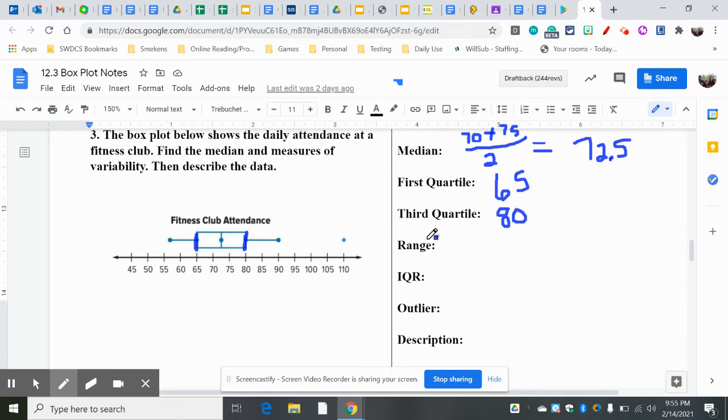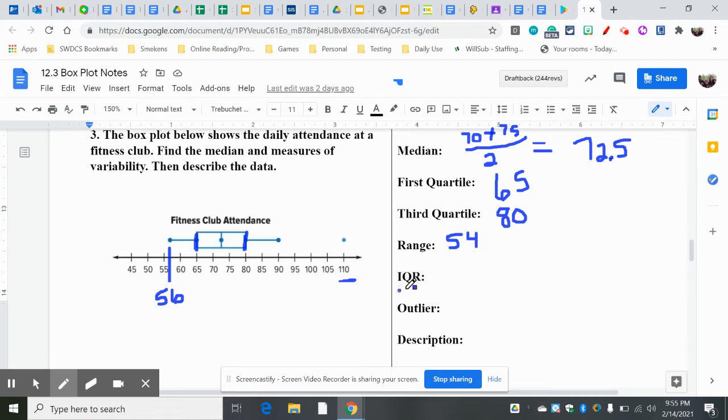Now the range, I take my highest number, that includes my outlier, my highest number minus my lowest number. We're going to say that this value here is going to be 56 to make this easier. So take your highest number minus your lowest number. What is the range for this graph? You should have gotten 54 because 110 minus 56 equals 54.